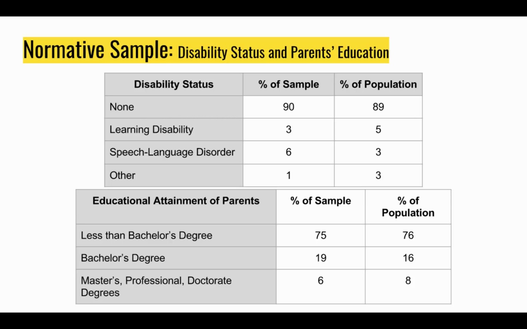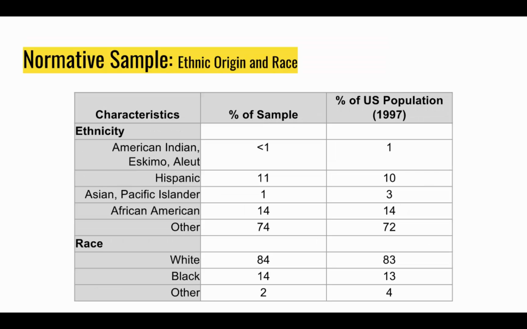These tables show the disability status and also the educational attainment of the parents of the subjects in the normative sample, and you can see that for each, the percentage of the sample approximately matches the percentage of the U.S. population in 1997. This table shows the ethnic origin and race of the people in the sample, and again you can see that the percentage of the sample and the percentage of the U.S. population in 1997 were approximately equal.